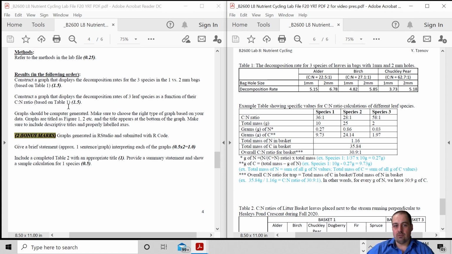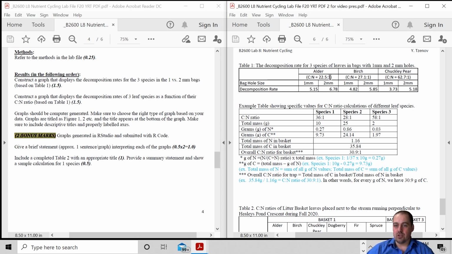Your second graph is going to be your decomposition rates as a function of your carbon nitrogen ratio. So for this one, you can pick either 1 millimeter bags and use those 3 values, or you can use the 2 millimeter bags and use those 3 values. Entirely up to you. I don't really care. The trend is going to be the same. You're going to have the same type of graph, or the graph is going to look the same, so you can pick. The only thing you might be confused about is how to get your decomposition rate to be a function of the carbon nitrogen ratio.